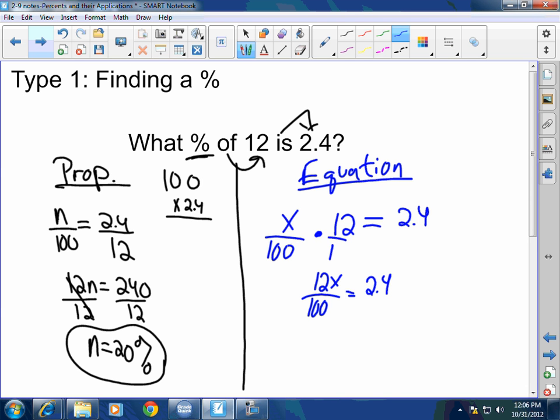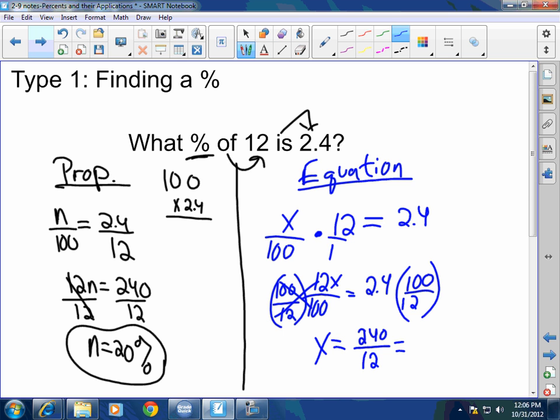How do we cancel out the 12 over 100 that's being multiplied to the x? Multiply by the reciprocal. Thank you very much for those of you who are paying attention. For those of you who are lost here, I strongly suggest a tutor. X equals 2.4 times 100 is 240 over 12, which still will equal 20%, because that's what I'm looking for as a percent.